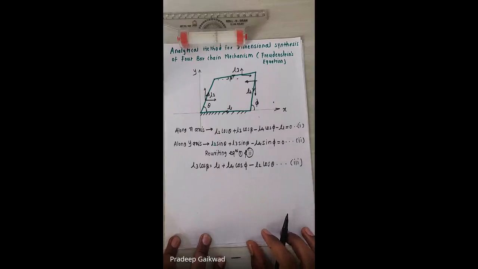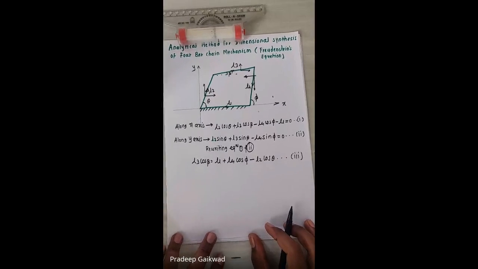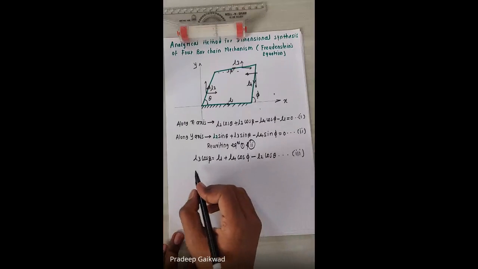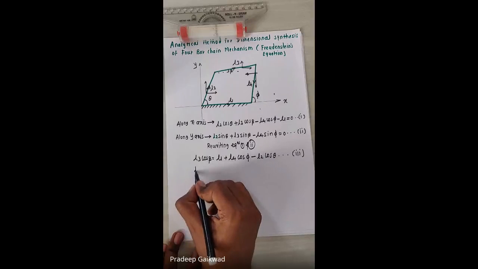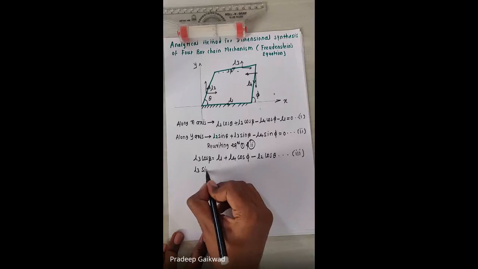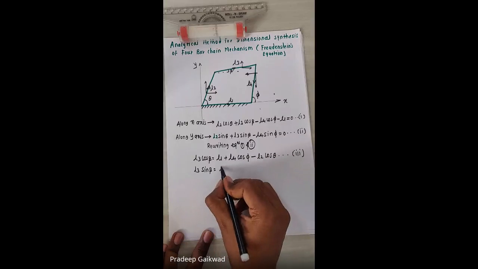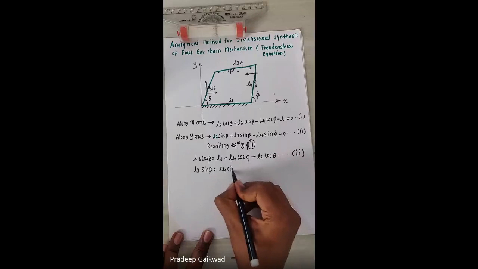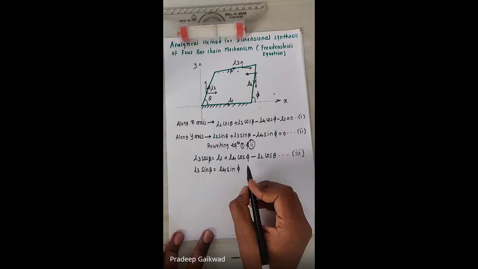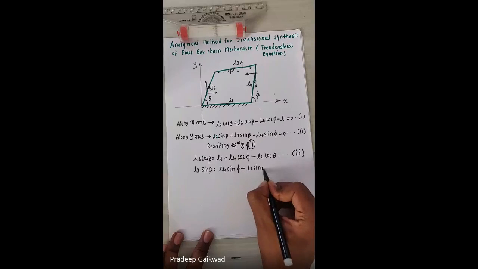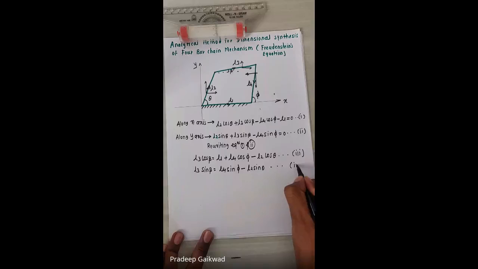Let's call it equation number 3. Please tell me if it is not visible or if there is any doubt in between. Similarly, I can write in terms of L3 sin beta, just for simplification. So L3 sin beta is equal to L4 sin phi minus L2 sin theta. It's equation number 4.